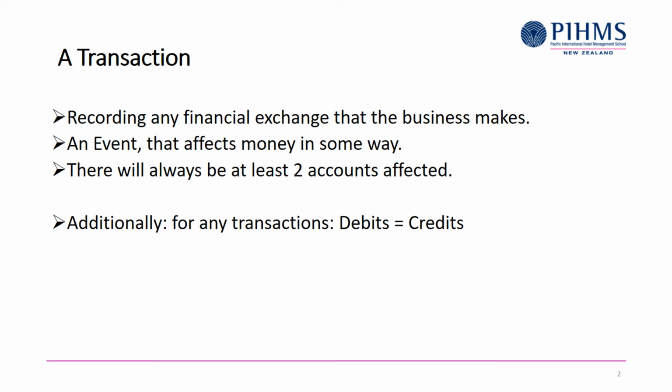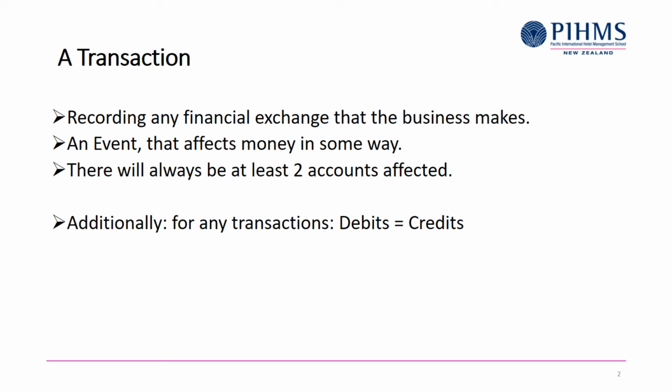So last week we looked at recording any financial exchange that a business makes, an event that happens, that affects some money in a way. Now, here's the new part. There will always be at least two accounts affected. So when we record a transaction, there will always be two accounts that are affected in some way.